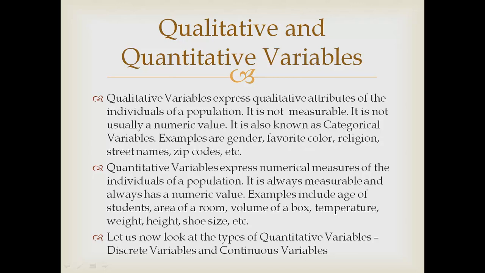Quantitative variables are always measurable and always have a numeric value. Examples include age of students, area of a room, volume of a box, temperature, weight, height, shoe size, and so on and so forth. Now, let us look at the types of quantitative variables. They can be discrete variables and continuous variables.